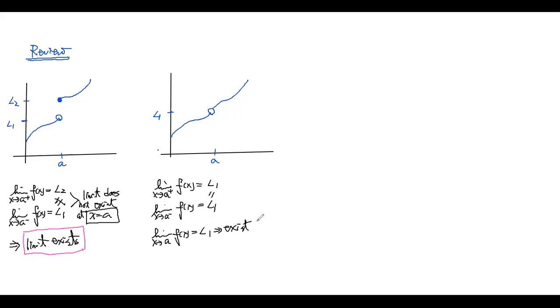That means my f of A value has to exist, right? Besides the limit existing, the function value f of A has to exist. Now I know these will be the conditions here: the limit has to exist, and f of A has to exist. So let's take a look at the third situation.